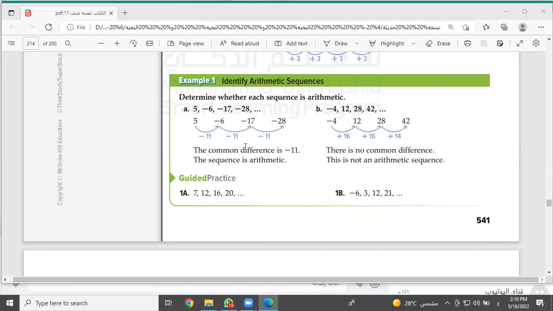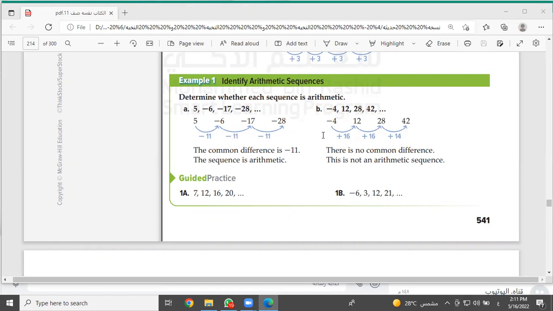First term 5, second negative 6. The difference between the two successive numbers will be negative 11. How? Negative 6 minus 5 equals negative 11. Also, negative 6 and negative 17, the difference between them equals negative 11. How? Negative 17 minus negative 6 equals negative 11, and so on.